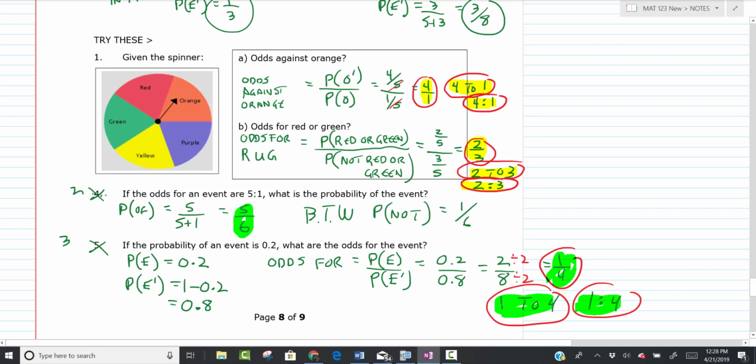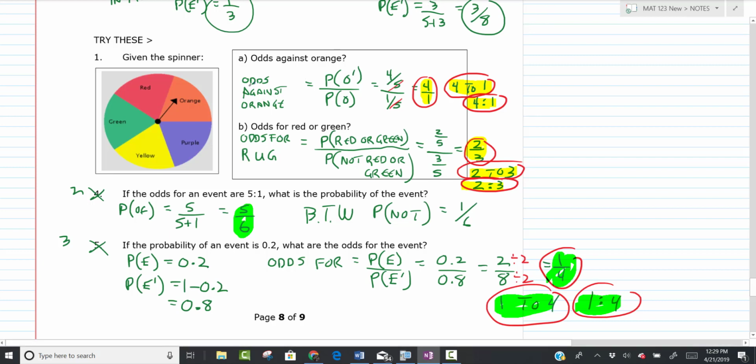And then on the second one, if your odds for were 5 to 1, that means the probability of is 5/6. This one, the probability of an event is 0.2. Then the odds for turns out to be 1 to 4. So let me explain how I did. I'll talk through these problems for you.